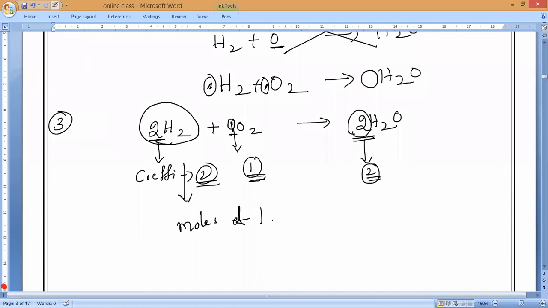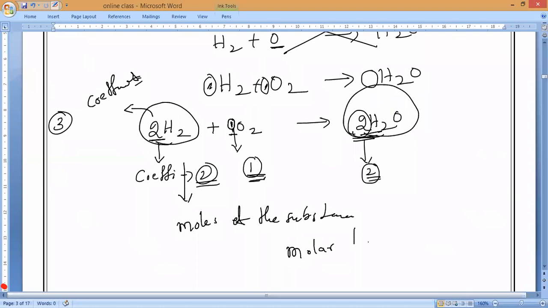The number of moles of the substance reacting and the number of moles of the substance obtained, we get this information by coefficients. Clear, guys? Everybody understand? This coefficient equation we used to call the molar balanced chemical equation. Molar balanced chemical equation. Clear, guys?